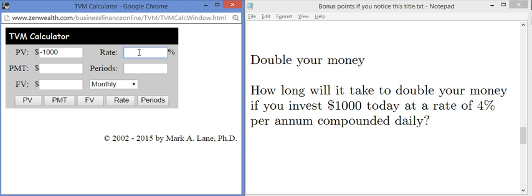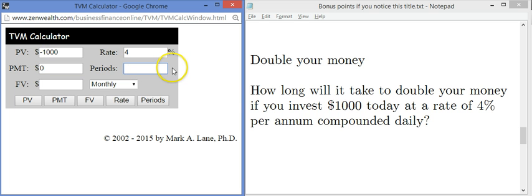So I have to pay that money up front, negative present value. The rate is 4% per annum. That goes there. The payment, we don't have a payment. We're putting $1,000 away, but we're not making a monthly payment. So I'm just going to put a 0 there. And so this is no longer an annuity. This is just a regular old compound interest problem now. But the TVM calculator can do that for us as well.